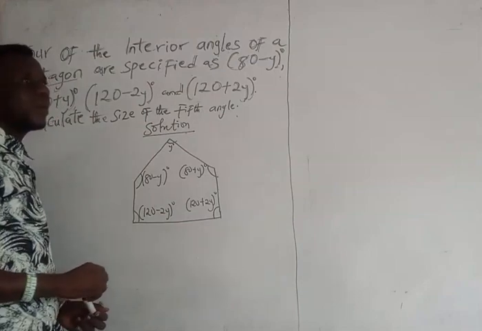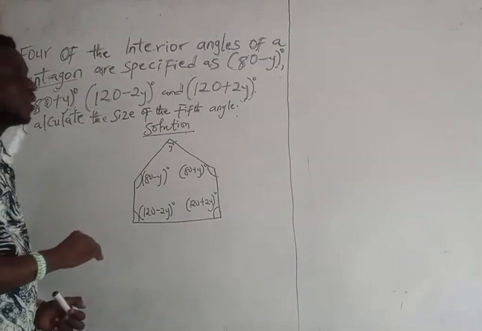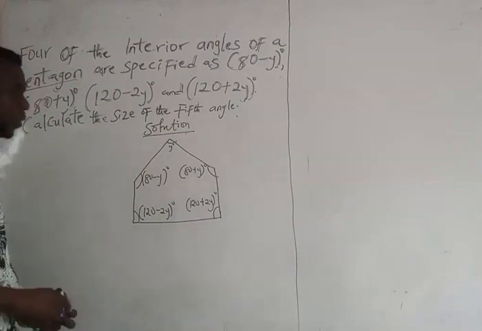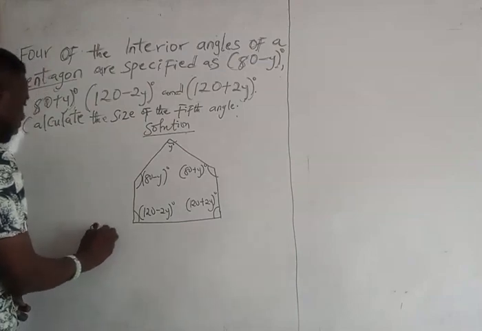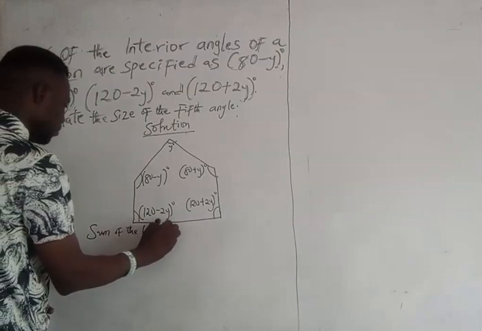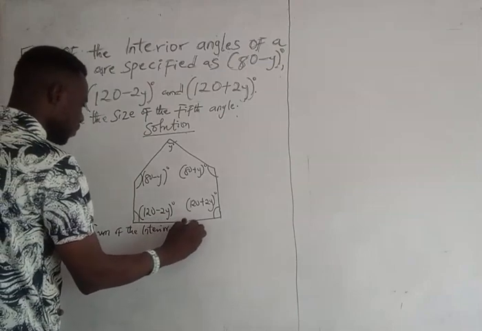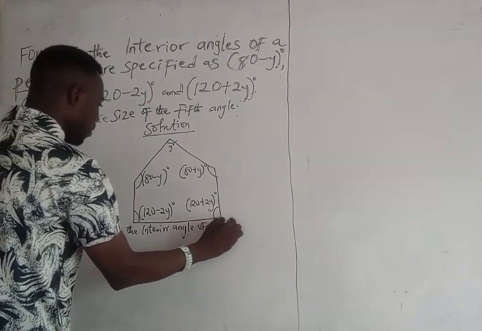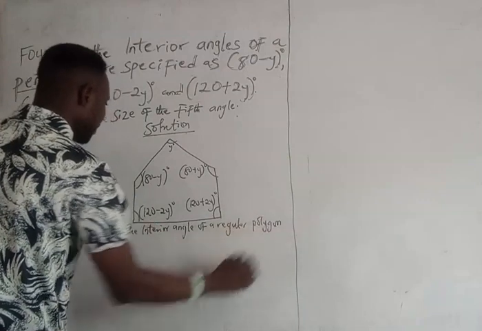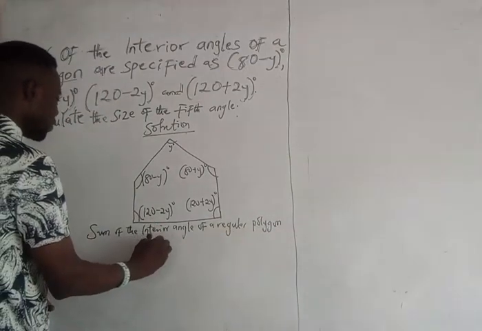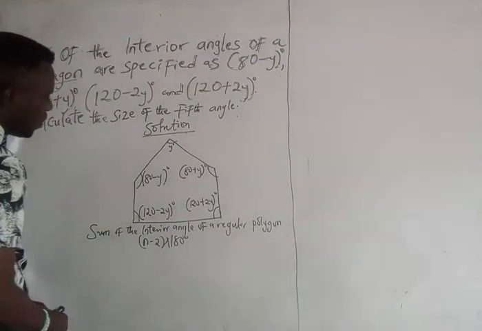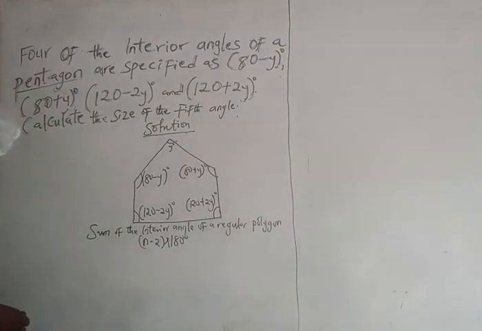But before that, we have to bring out the formula for the sum of the interior angles of a regular polygon. The sum of the interior angles of a regular polygon has a formula, and the formula is (n minus 2) multiplied by 180 degrees. (n - 2) in bracket multiplied by 180 degrees.